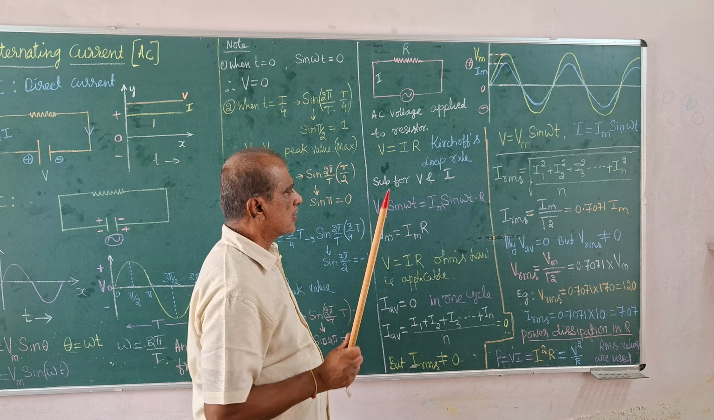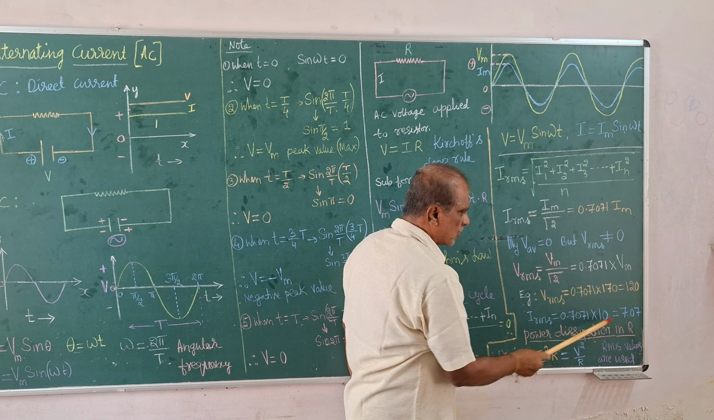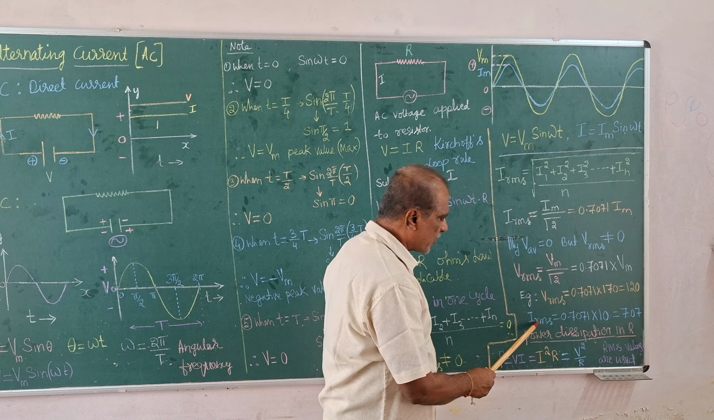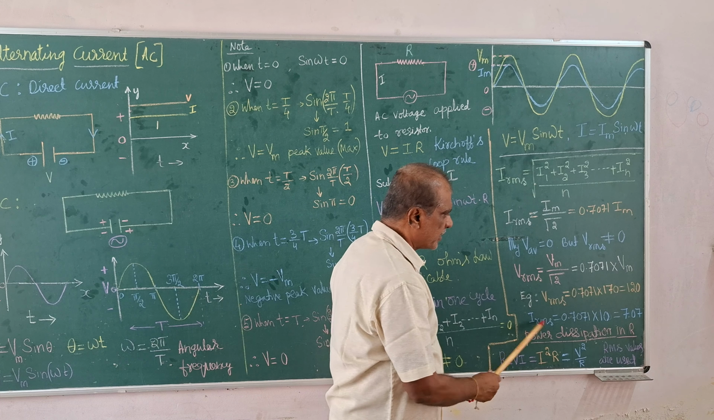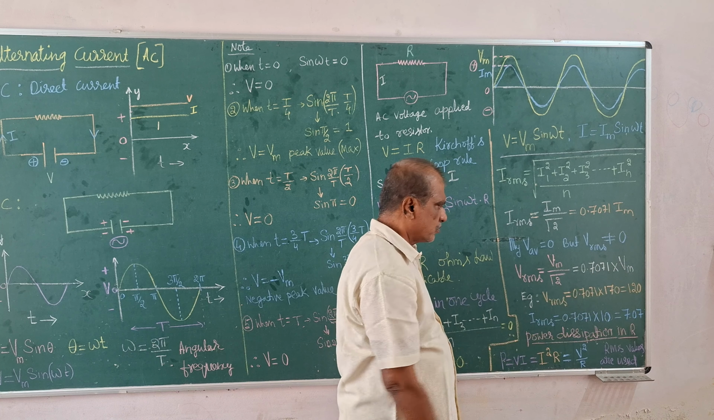The same holds in terms of current. If a source of AC current is applied to this circuit and the peak value is, suppose, 10 amperes, what is the RMS value? If you do the calculation, the RMS value, the mean value of the current, is 7.07. This peak value of current is used.